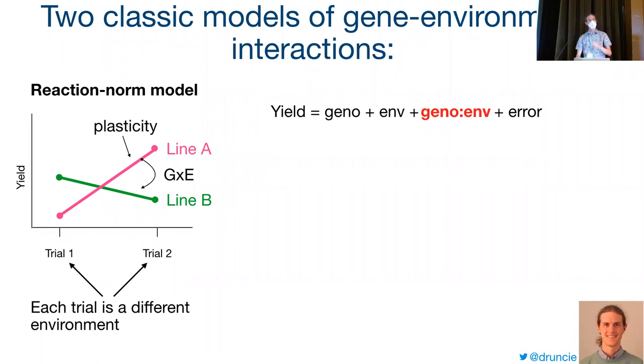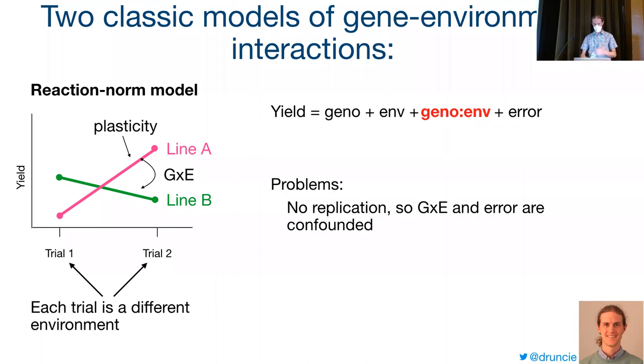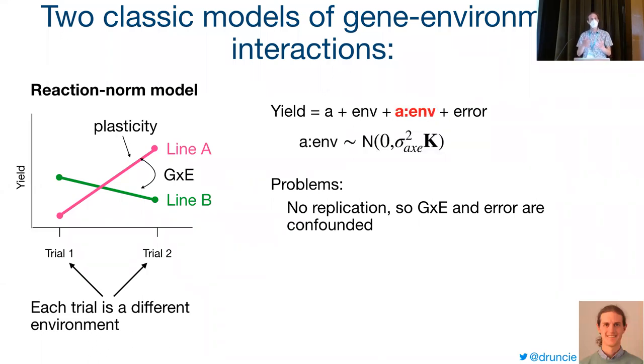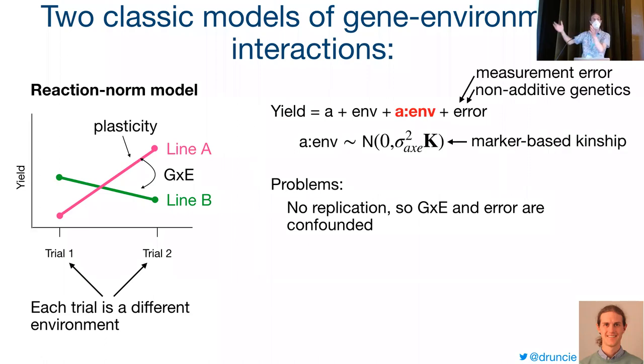That's a simple model. There's a couple of problems with applying it to our data set. First, in this experiment, there was actually no replication of a particular line in a particular environment. And so we can't directly estimate or separate the genotype environment term from error. So instead, what I'm going to focus on is the additive genetic component to that gene environment interaction, which we can model with the marker-based kinship matrix. And that leaves that the error term here is going to be both measurement error and also the non-additive genetics that wasn't captured by the additive model.